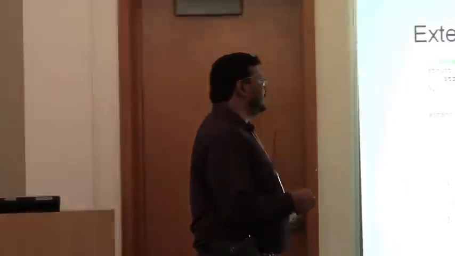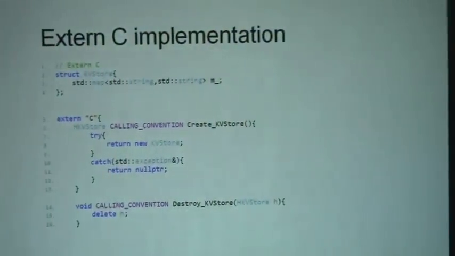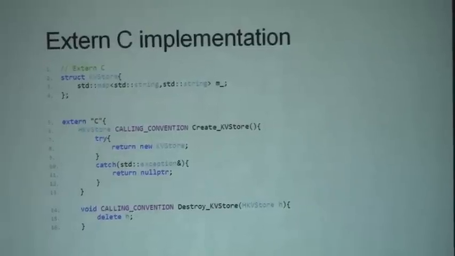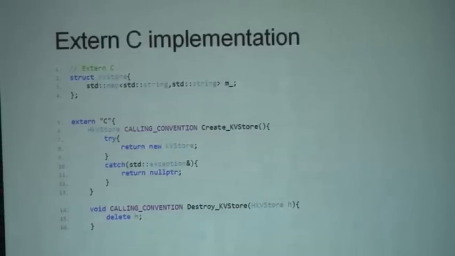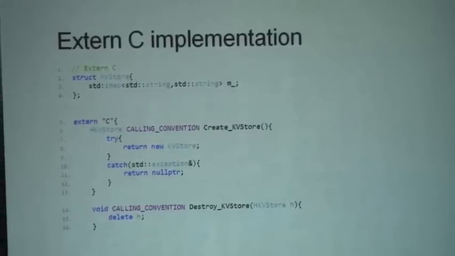So here's how we implement it. Just to keep stuff simple, we're just going to use a standard map of string to string. In create KV store, we return a new KV store. If we have an exception, we return a null pointer. Destroy deletes it.